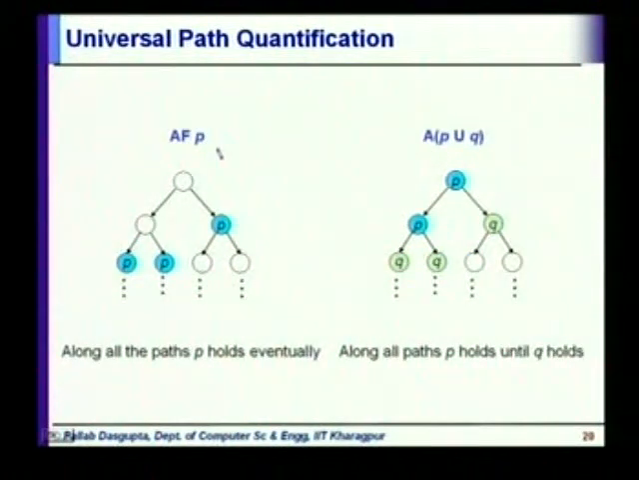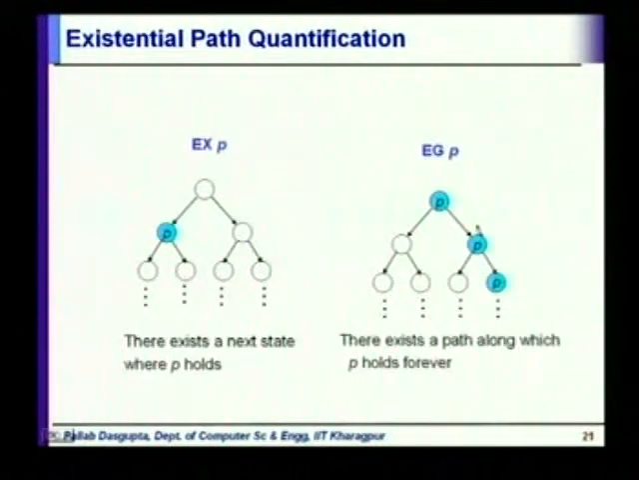Now look at this one, AFP, along all paths in future P. So along all paths in future P must hold. Again, this is not different than saying FP, right. A P until Q means that along all paths P until Q must hold. Again, we are still doing things which are like LTL or contained in LTL. Now look at EXP. What does EXP say? It says that from this state there exists some next state where P is true.